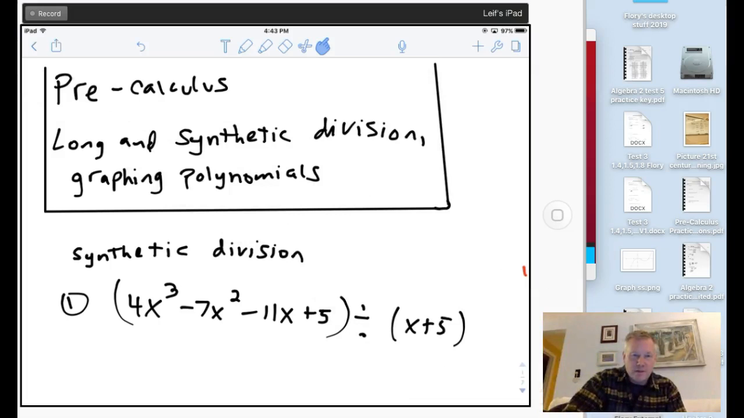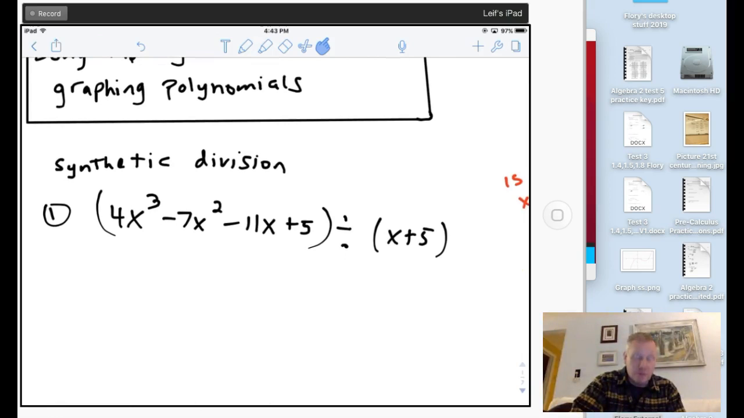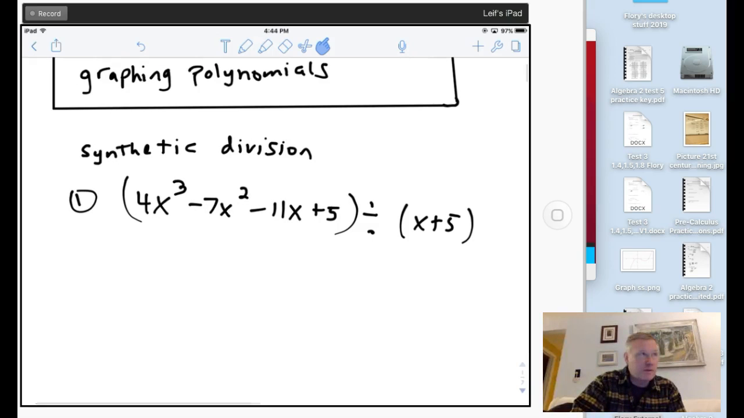Okay, hi there. Today, for pre-calculus, I'm going to be covering long and synthetic division and graphing polynomials. So synthetic division is the easier one compared to long division. And this is your typical kind of problem, where I'm taking 4x to the third minus 7x squared minus 11x plus 5 and dividing it by x plus 5. So in order for me to start that, I'm going to take the 5 over here.